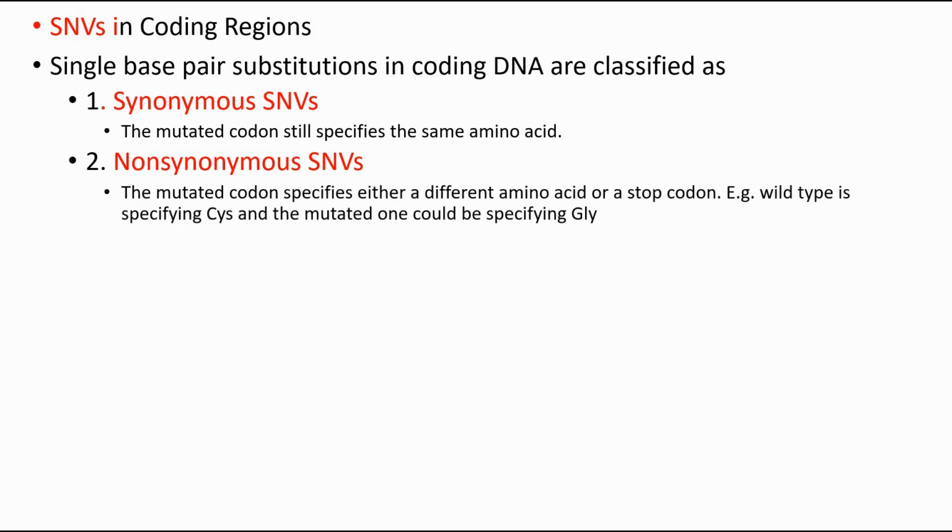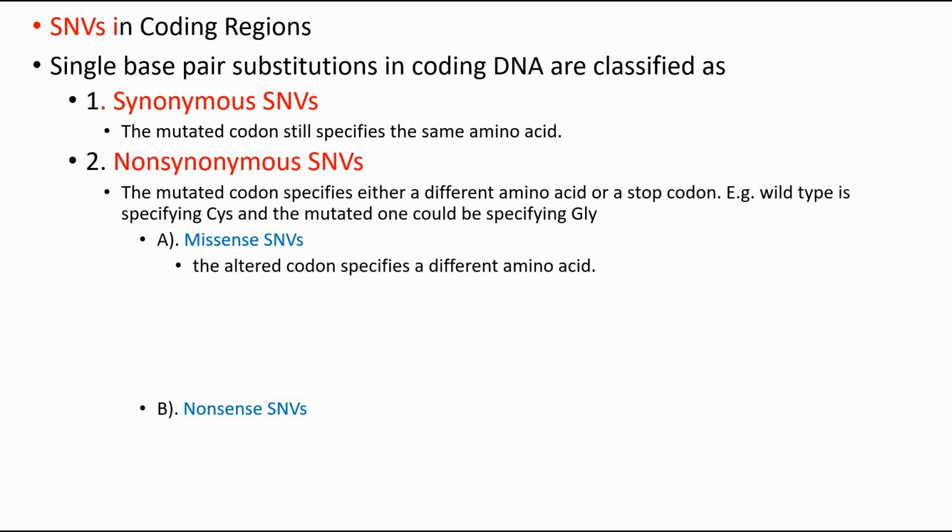On the other hand, non-synonymous SNVs are those SNVs in which the mutated codon either specifies a different amino acid or it doesn't code for any amino acid. That is, it's changed into a stop codon. For example, a wild type is specifying cysteine and the mutated one could be specifying glycine. So the amino acid it codes for is also changed. Those are non-synonymous SNVs. Then non-synonymous SNVs can be further classified in two categories: missense SNVs and nonsense SNVs.